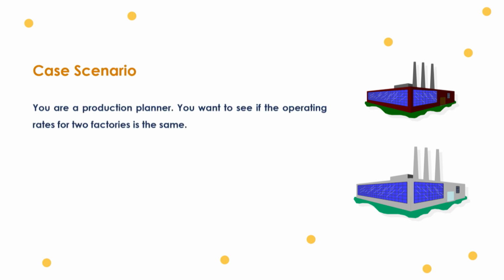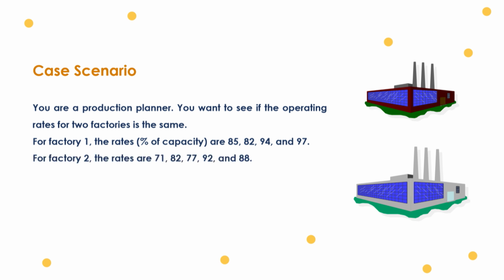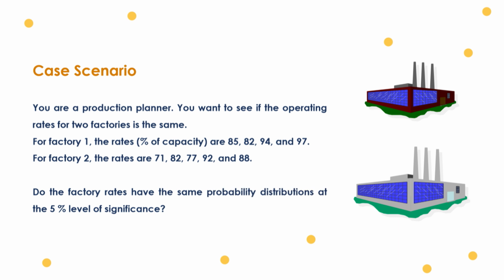Suppose we have two factories. You are a production planner, and you want to see whether the operating rates for the two factories are the same or not, since we have two independent groups. For factory 1, the rates, in percentage of capacity, are 85, 82, 94 and 97. In the same way, for factory 2, we have different rates: 71, 82, 77, 92 and 88. Do the factory rates have the same probability distribution at the 5% level of significance? If you are given this problem, how do you proceed? The better way is to go for the Mann-Whitney U test.